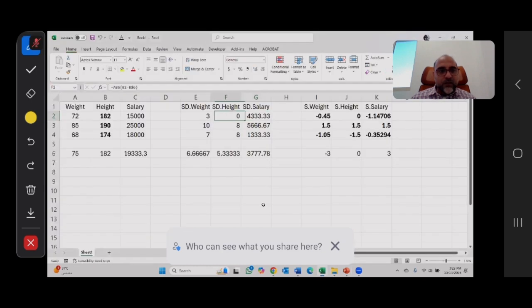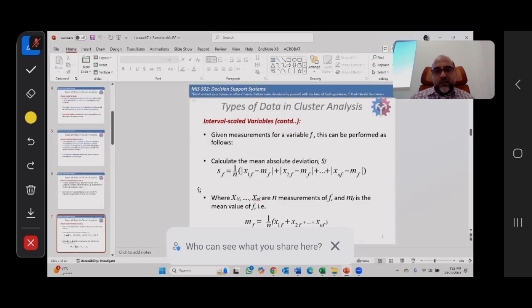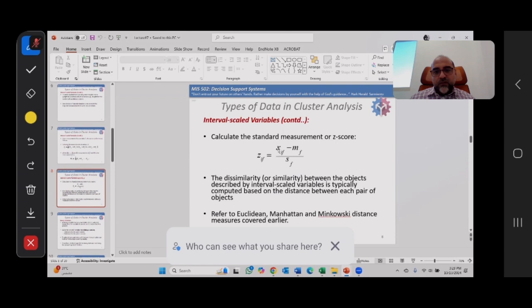So let me repeat quickly. You take your value, you find its mean first. So we have three variables. We found three means, and then we found three standard deviations. And we just have to use this formula. What is the formula? The formula is the value minus its mean divided by the standard deviation. That's it.